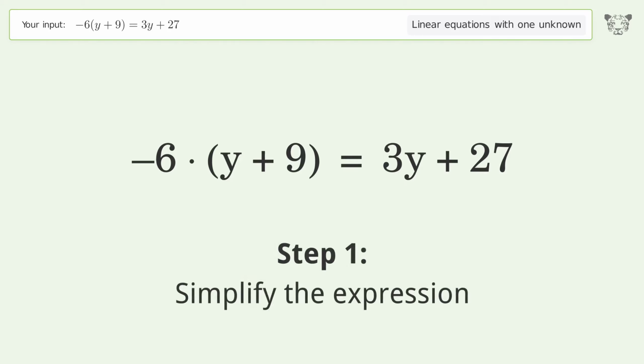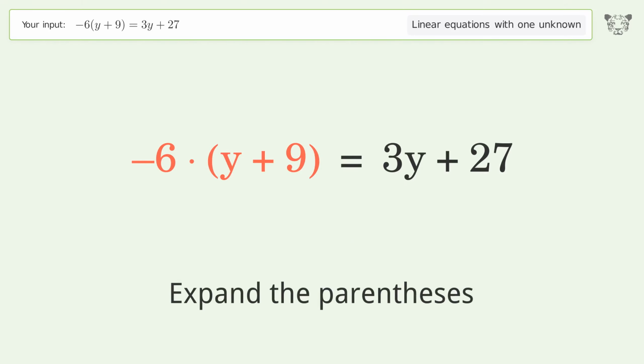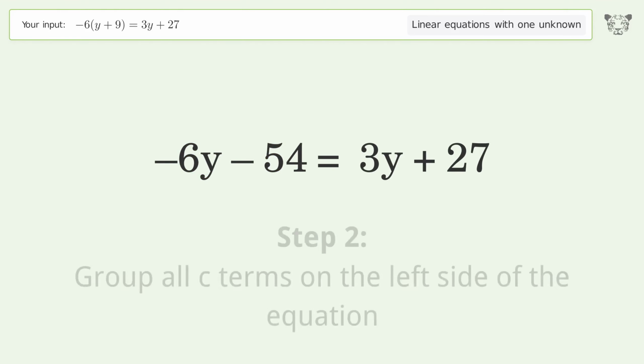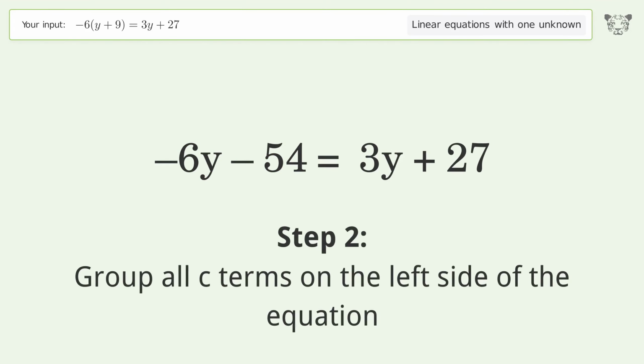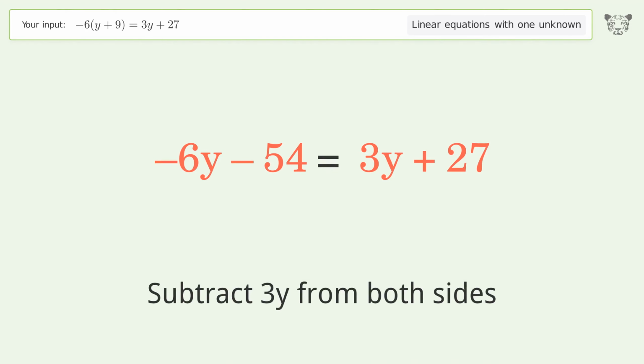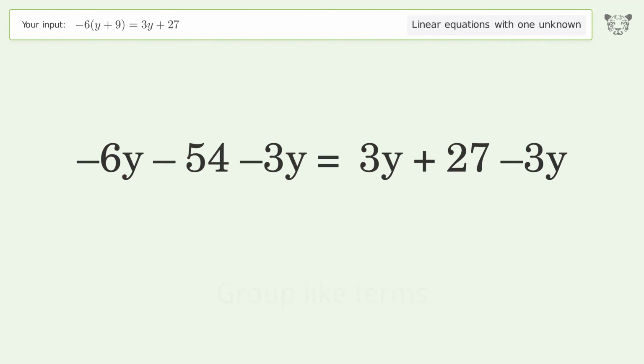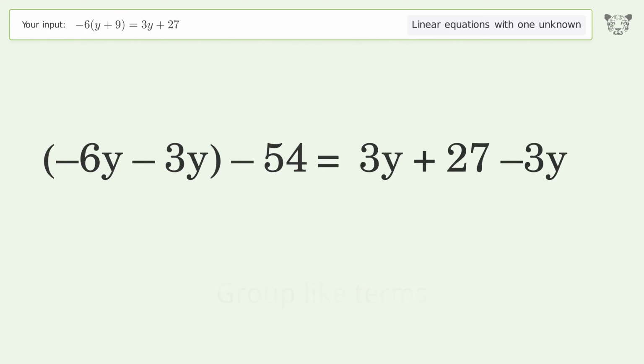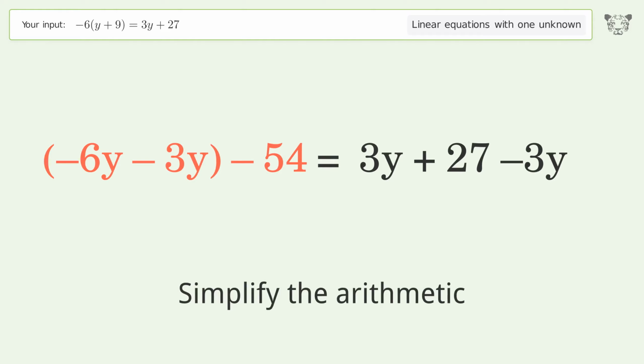Simplify the expression. Expand the parentheses. Simplify the arithmetic. Group all y terms on the left side of the equation. Subtract 3y from both sides. Group like terms. Simplify the arithmetic.